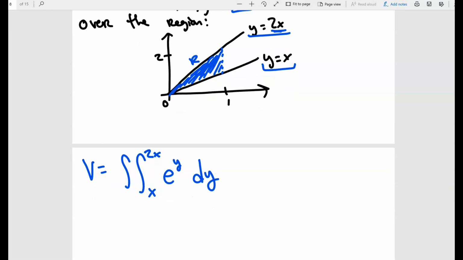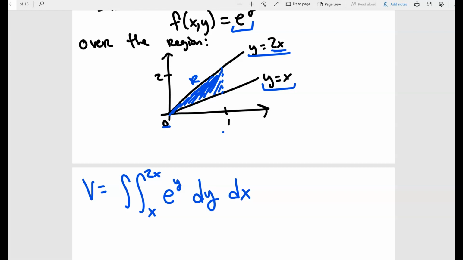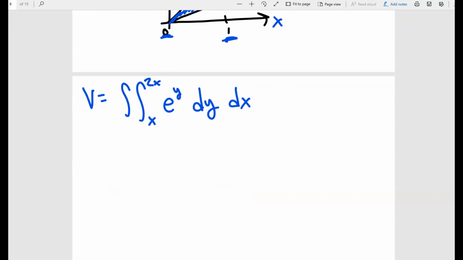Okay, and now I'm going to find my limits of integration for x. Be very careful because we have two options. We either have from 0 to 1 or we have from 0 to 2. Now remember, this is for x, so x is going to be from 0 to 1. So this guy is going to be from 0 all the way to 1. All right, now we are ready to find this integral.